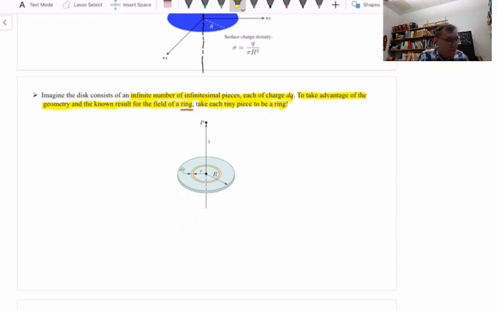And we can divide up the object we have, in this case a disk, into the tiny pieces however we see convenient. And we're saying it's convenient in this case to divide up the disk into little rings. So just to be clear, let me come over here to the side.